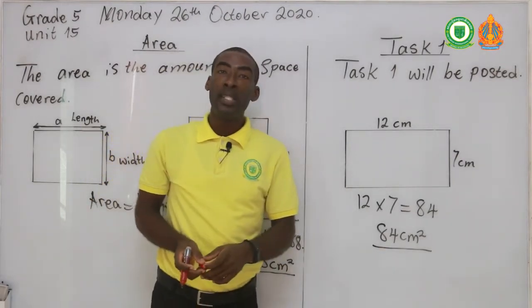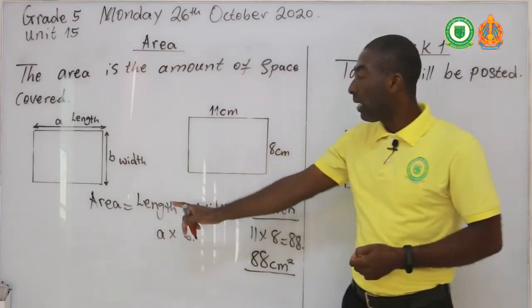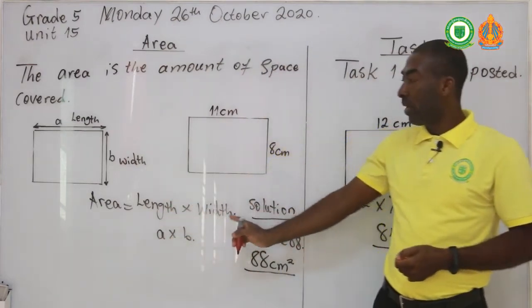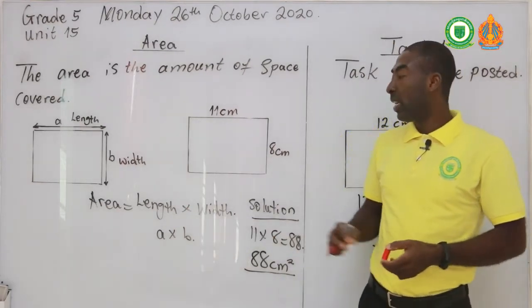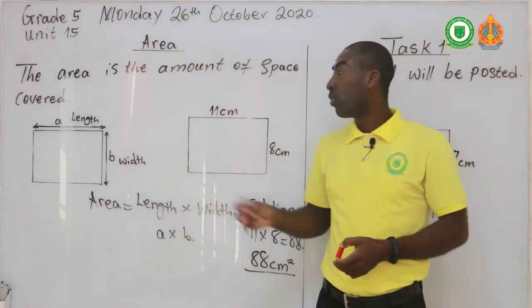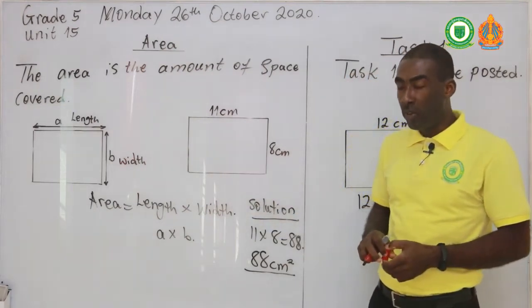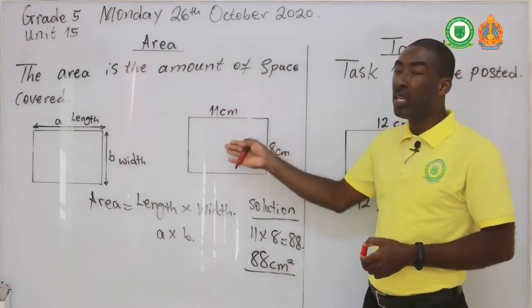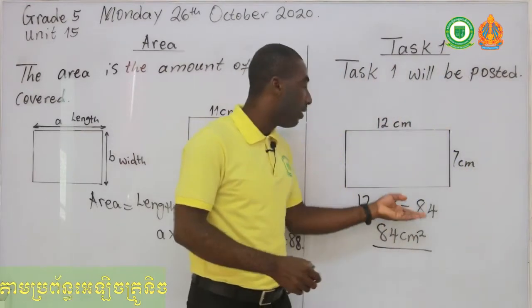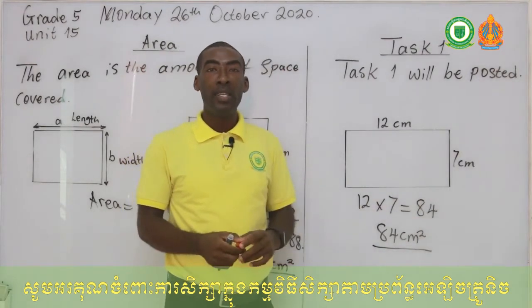Anytime you are dealing with area, it is all about having your length and your width, and then you multiply the two together and the answer will be the total area that particular thing is covering. So 88 here is our space covered here, whereas 84 is also the space covered here.